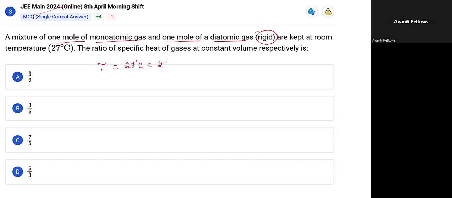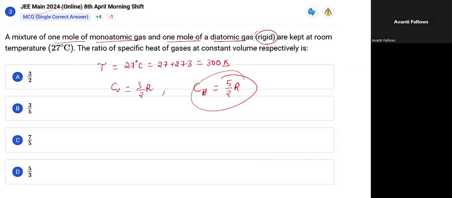You have to convert it into Kelvin: 27 plus 273, which is 300 Kelvin. Now, if the gas is monoatomic, we know that Cv is 3 by 2 times R. For diatomic gas, it will be 5 by 2 times R. It can be 7 by 2 if the molecule of the diatomic gas is non-rigid. But if they are rigid, which means they cannot have a vibrational degree of freedom, so we cannot have them. So for a rigid diatomic gas molecule, Cv, the specific heat at constant volume, is 5 by 2 times R.